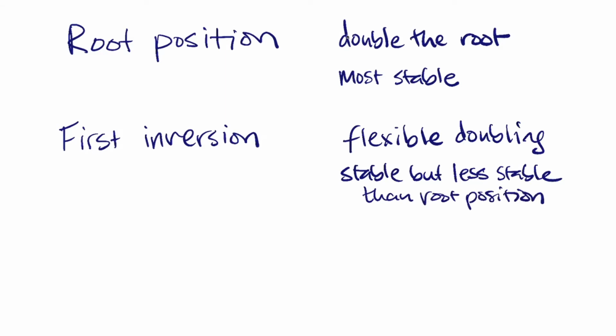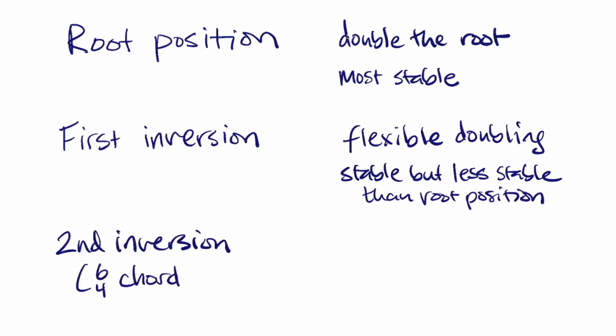And this brings us to our topic for today, second inversion triads, otherwise known as 6/4 chords. These are the least stable type of triads that we're dealing with. And the doubling is not flexible like first inversion. In fact, we double the fifth of the chord.